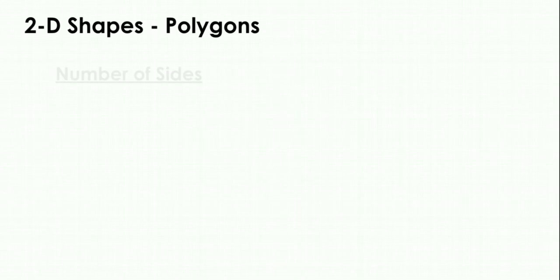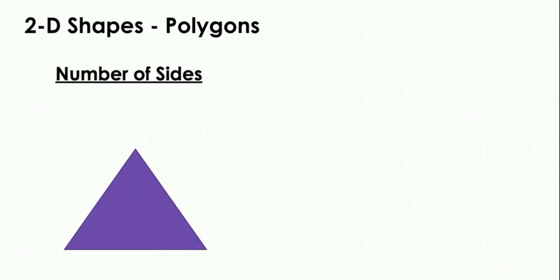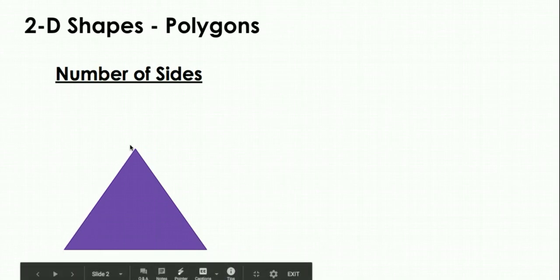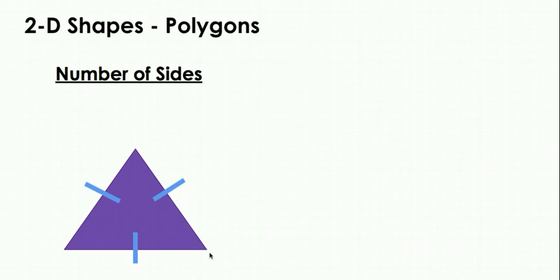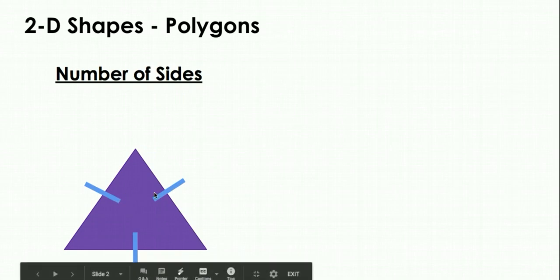So let's look. The number of sides on a given shape can be marked by little hash marks, little lines that look like this. So if I want to count the sides on this purple shape, I'm seeing there's one here. I'm going to mark it. One here. I'm going to mark it, and one at the bottom. It's three different lines that make up this shape. So this shape has three sides.